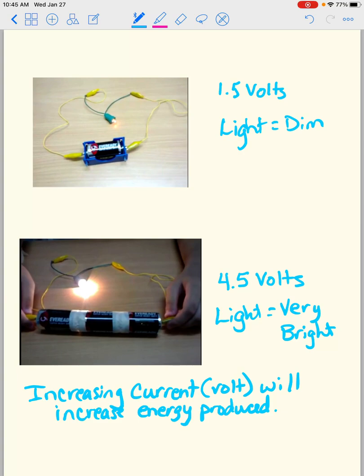Now, vice versa, if we started out with 4.5 volts and we decrease the current to 1.5, then we are going to decrease the energy. So just remember that the size of the current is directly proportional to the energy produced. If you increase one, you're going to increase the other. If you decrease one, you're going to decrease the other.